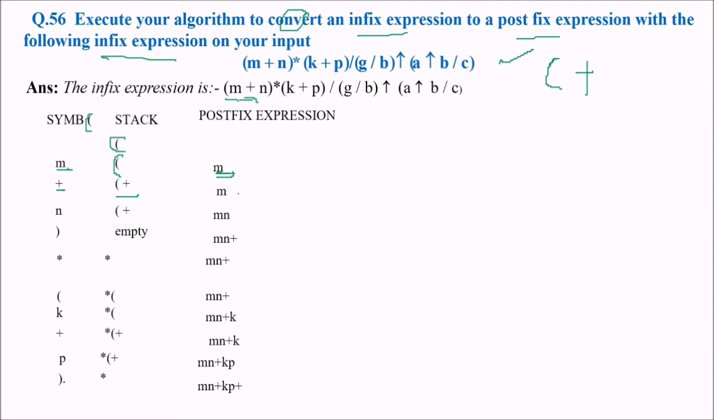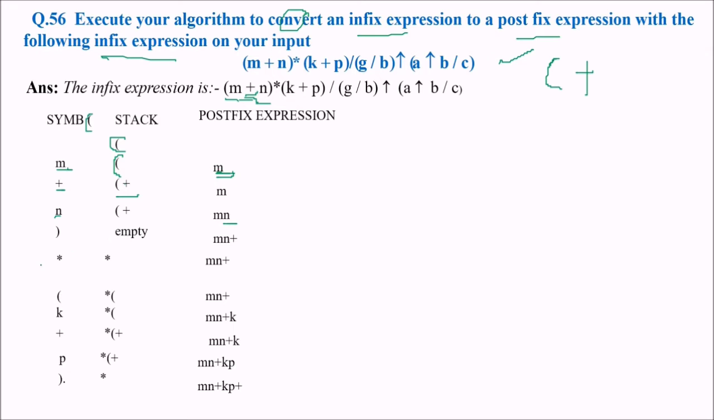So plus has come, we'll not place it in the postfix, we'll place it on the stack. What is the next token? That is plus. Plus has come, so we have added it. Next is n. N has come, and whenever a variable comes, we'll not place it on the stack, we'll write it in the postfix along with the previous one.